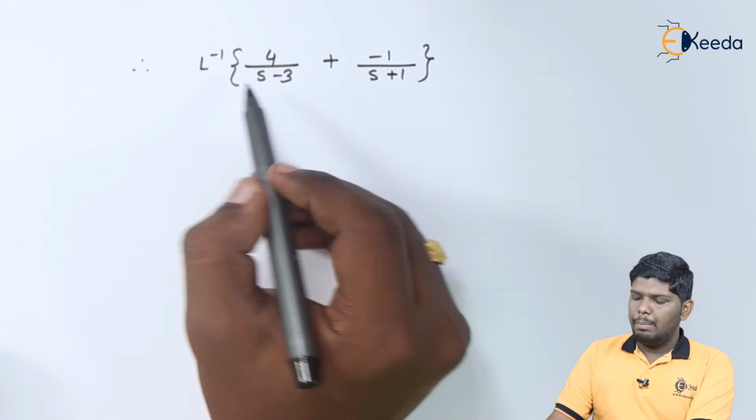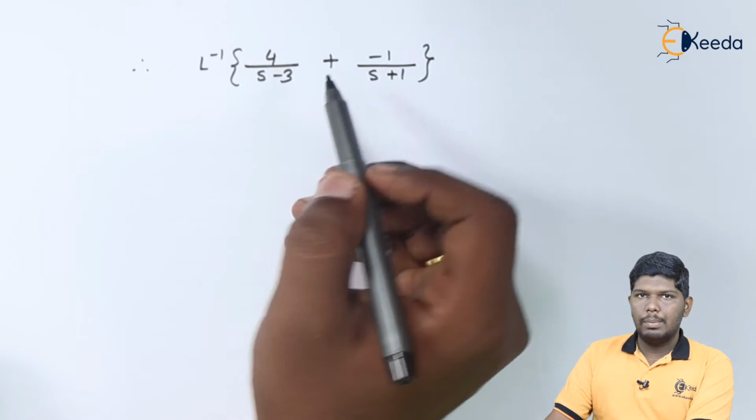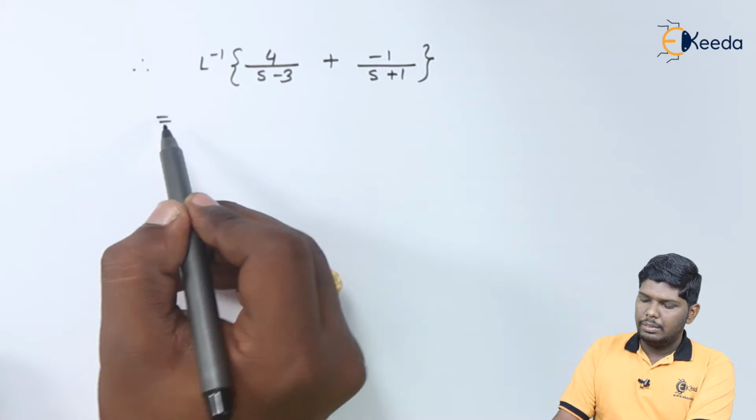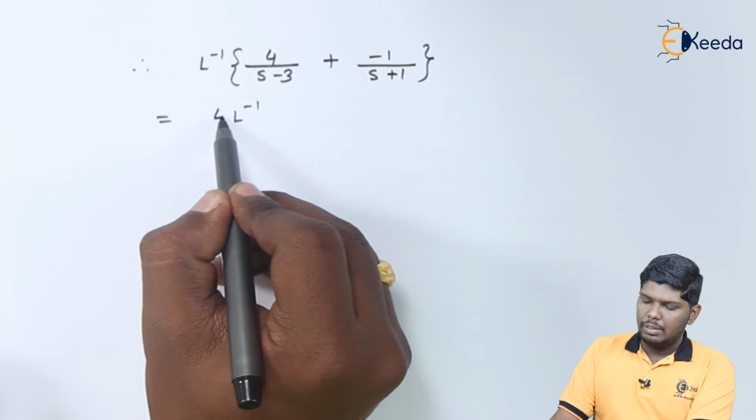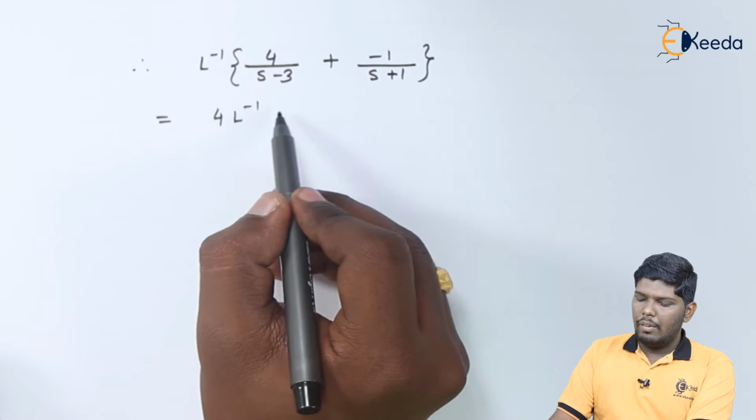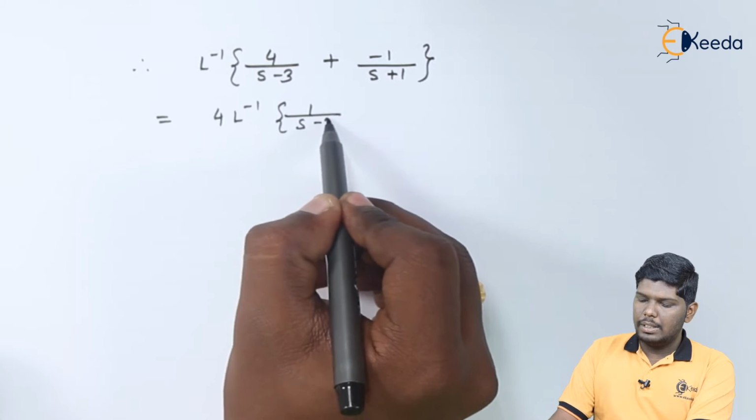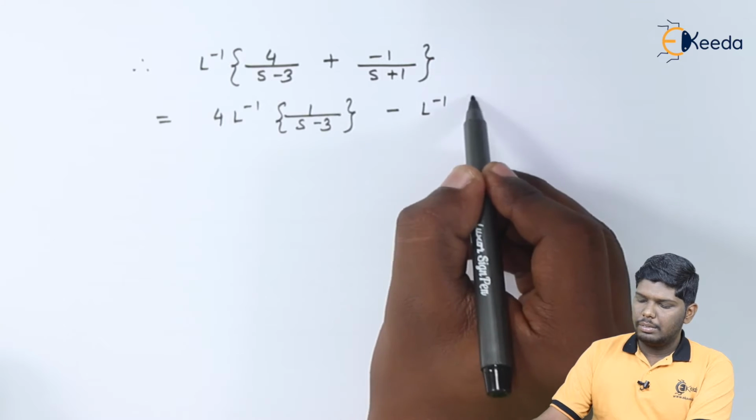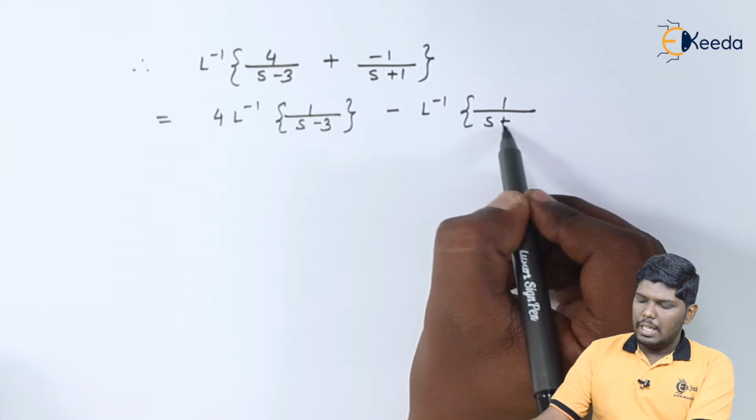After substituting a and b, we have Laplace inverse of 4 upon s minus 3 plus of b is minus 1 upon s plus 1. Taking 4 outside, we have Laplace inverse of 1 upon s minus 3, plus into minus will give you minus 1 upon s plus 1.